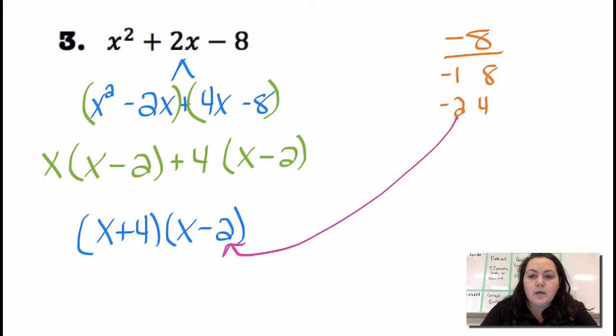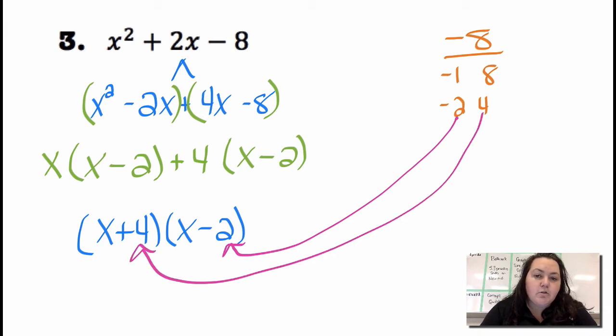If you notice, when I got my 2 pieces that I was breaking apart the 2x into, it was a negative 2 and a positive 4. So when I don't have a leading coefficient, or when my leading coefficient is just 1, then those terms are always going to make my factors.